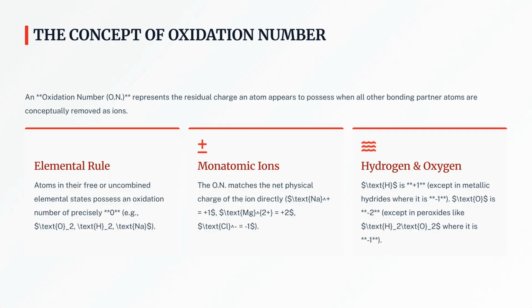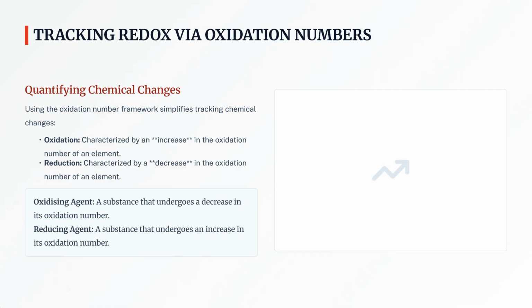The oxidation number represents an atom's residual charge. Key rules include assigning 0 to elements in their free state, matching the charge of monatomic ions, and specific rules for hydrogen and oxygen in compounds. Using oxidation numbers simplifies tracking.